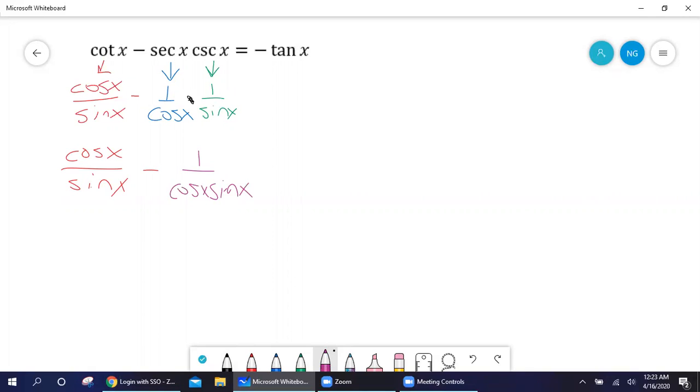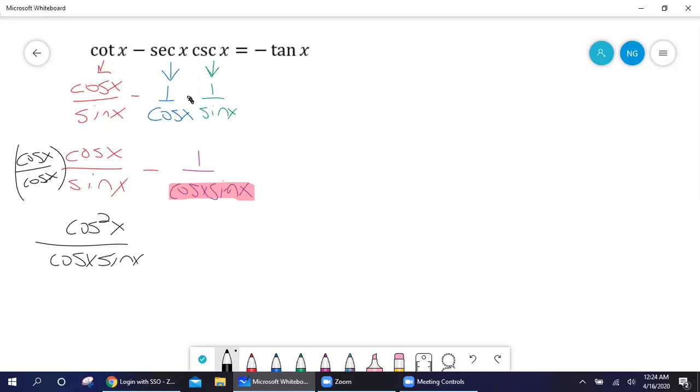So I've got two fractions that do not have common denominators. I'm going to go ahead and get common denominators so I can put them together. Basically, the common denominator will be cosine times sine. So the first fraction needs a cosine, so I'm going to multiply top and bottom by cosine. This is going to give me cosine squared over cosine times sine minus 1 over cosine sine.